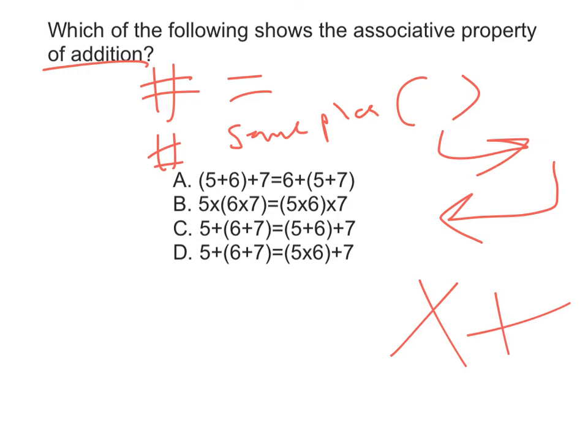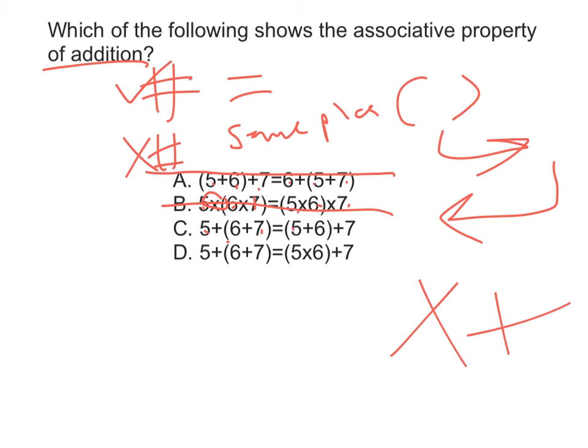So the numbers, I see a 5, 6, 7, I see a 6, 5, 7. While my numbers are the same, they're not in the same place, so that is not associative property. So I see 5, 6, 7, 5, 6, 7, so far so good. But my big issue here is this is a multiplication symbol. So that's not associative property of addition. That is associative property of multiplication.